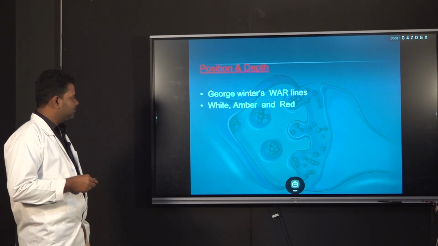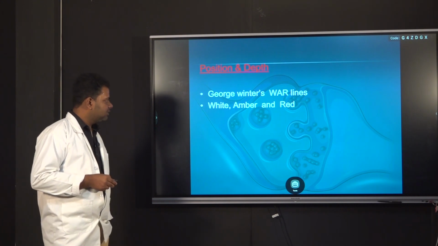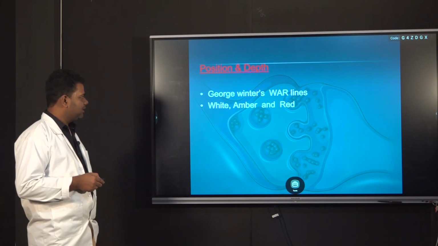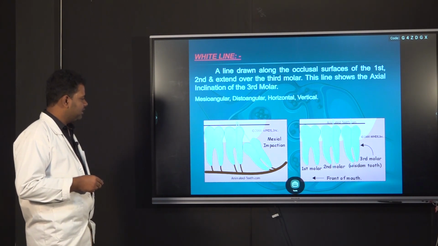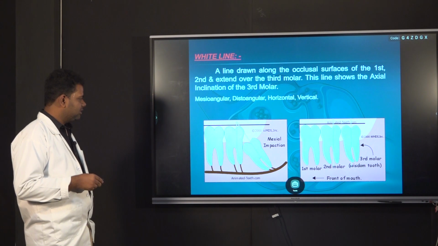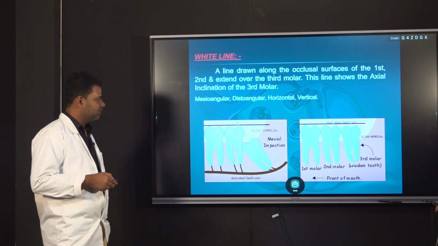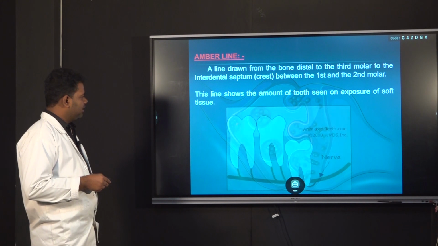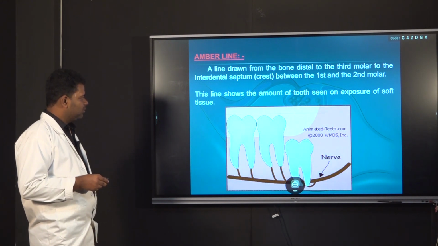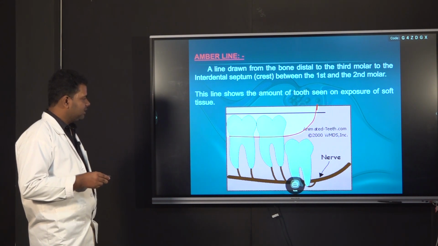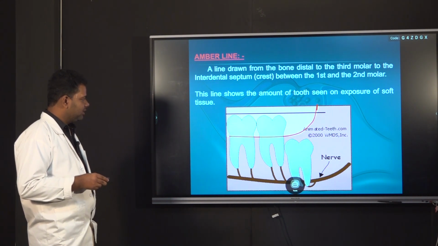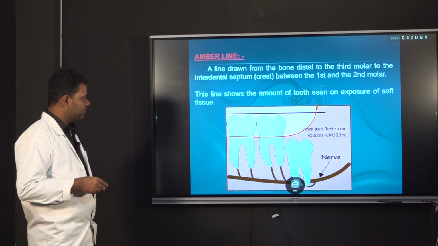Position and depth can be assessed by using George Winter's lines, that is the white line, amber line, and red line. Here we should draw 3 lines. The first line is the white line, drawn according to the actual level of the teeth. The second line is the long axis, which should be drawn in the second molar and third molar region, so that we can identify the type of impaction. The amber line shows the amount of bone that should be removed. Here you can notice the bone distal. Here you can see a red line that is drawn from the CEJ. Here the third molar is present below the CEJ, so it is considered difficult.